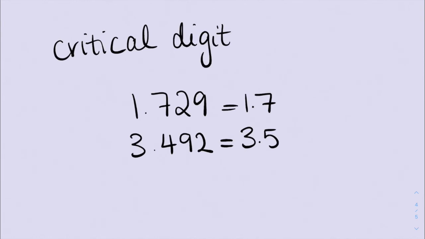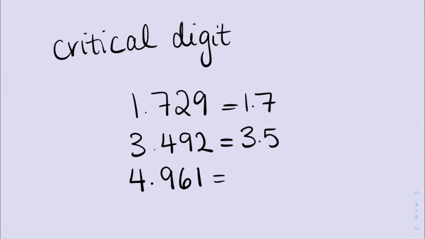Now, this one's a little bit more complicated. If I have the number 4.961 and I want to take that to 1 decimal place, what I see is my critical digit, this 2nd decimal place here, this 6. That's 5 or higher, which means that my 9 is going to have to change. It's going to have to go up 1.